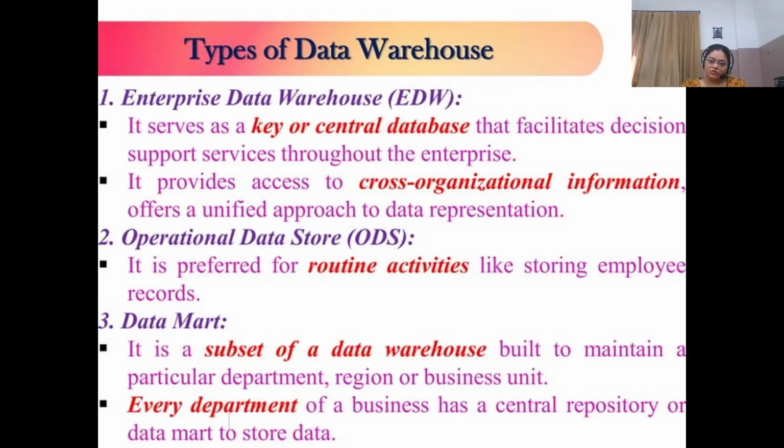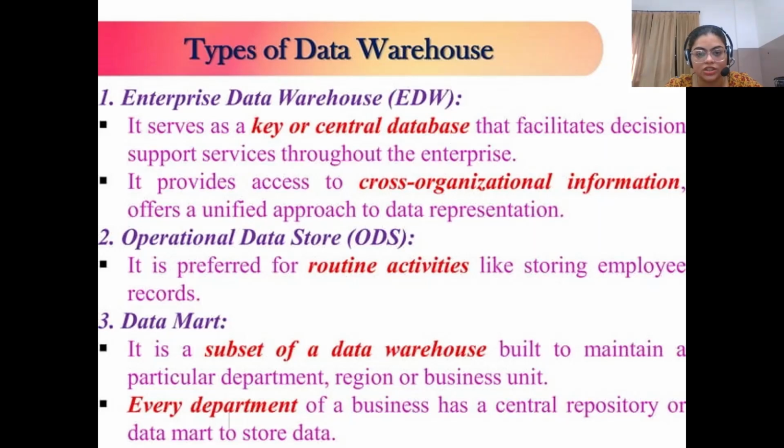Some of the types of data warehouses. Enterprise data warehouse. It serves as a key or central database that facilitates decision support services throughout the enterprise. It provides access to cross-organizational information and offers a unified approach to data representation. Operational data store, it is preferred for routine activities like storing employee records. Data marts, a subset of a data warehouse built to maintain a particular department, region, or business unit. Every department of a business has a central repository or data mart to store data. So all these are the types of the data warehouses.